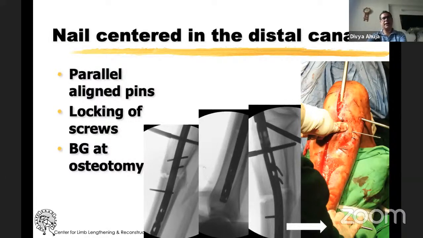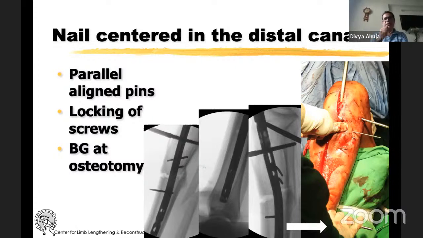The polar wires guide it through the center, and the white arrow there is pointing to the hand which is holding the distal shank screw as a lever to hold the correction in the frontal plane. Once the nail had passed through the osteotomy, we had parallel aligned pins on both sagittal and frontal planes. And then the shank screws were removed and the nail was locked.